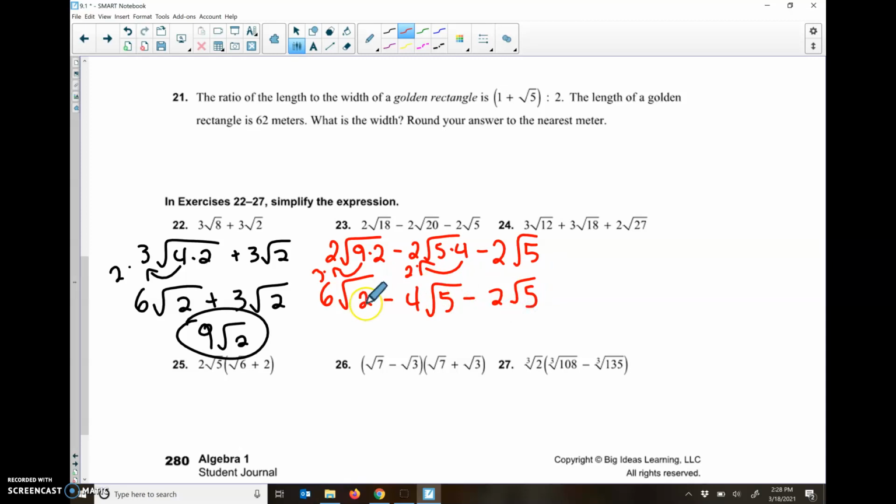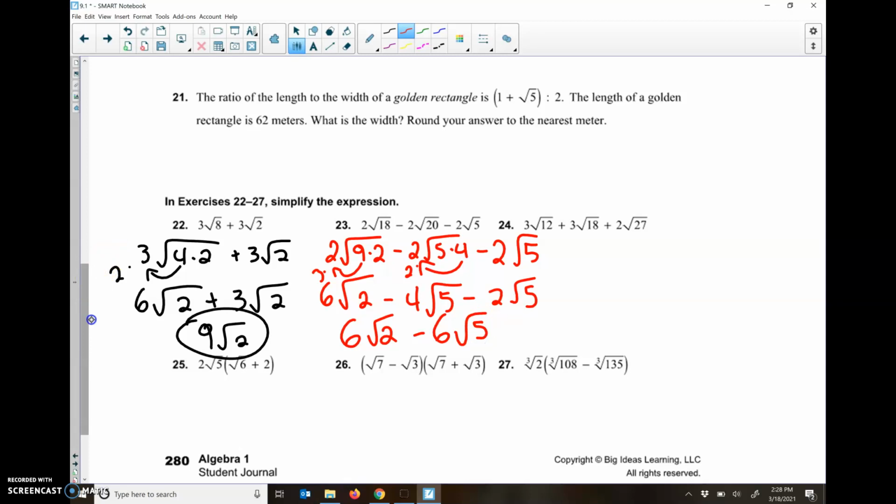So here's a good example. Root 2, root 5, root 5. So I can't combine all of them, because this one's a root 2 and those two are root 5, but I can combine those 2 root 5s. And so if I combine those, negative 4 root 5 minus 2 root 5 is negative 6 root 5.